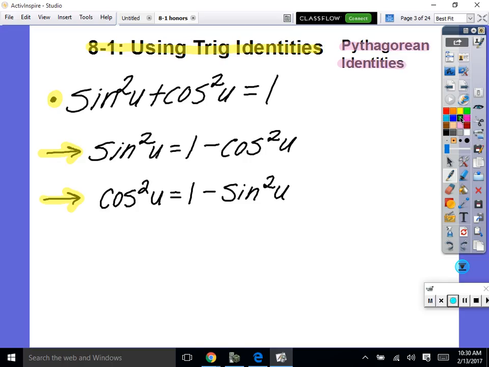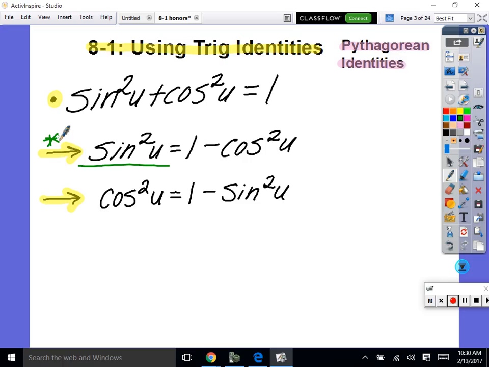You can take this identity, guys, and think about it. You can subtract cosine squared u from both sides of the equation, thus sine squared u is equal to 1 minus cosine squared u. So this is what I call a byproduct of the original. Does everybody understand? So if you have 1 minus cosine squared u, it's the exact same thing as sine squared u.